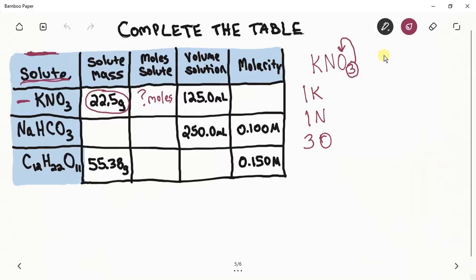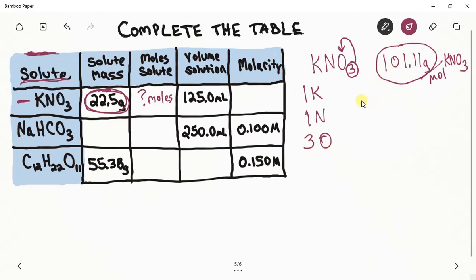Okay, so we have 101.11 grams per mole of potassium nitrate. But what the chart's telling us is that we only have 22.5 grams of potassium nitrate. We don't have a whole mole of potassium nitrate. A whole mole would be the 101.11 grams, but we only have 22.5 grams.